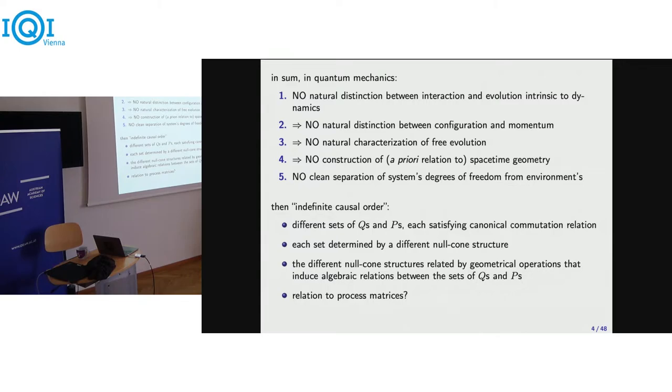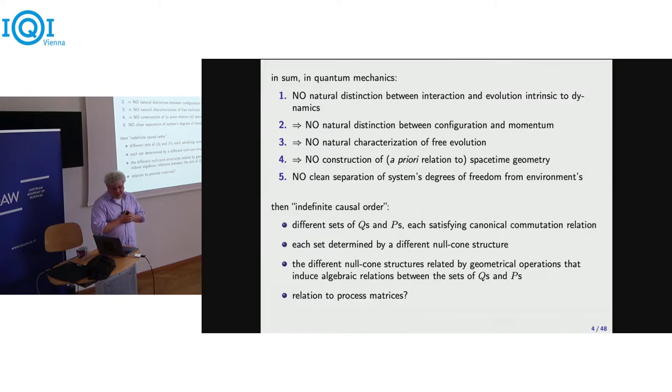And from this, I will then propose that one way to think about an indefinite causal order is that on the same Hilbert space of states for the same physical system, one has, very loosely speaking, different sets of Qs and Ps, each satisfying the canonical commutation relation between them. Each set is determined by a different null cone structure in the background spacetime. The different null cone structures are related by geometrical operations that induce algebraic relations between the sets of the Qs and Ps. And that is where I then get stuck and would like to figure out if there is, in fact, a relationship between this and the idea of process matrices. I suspect there is.